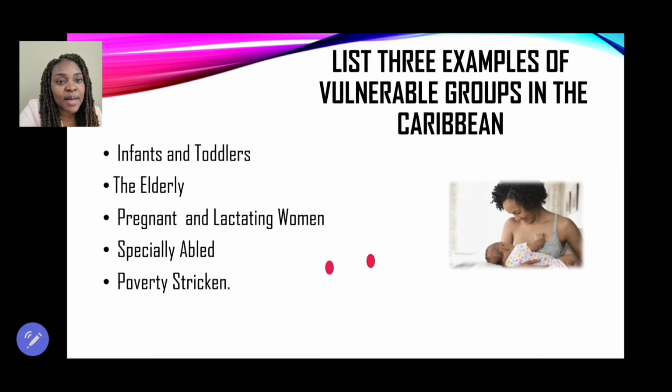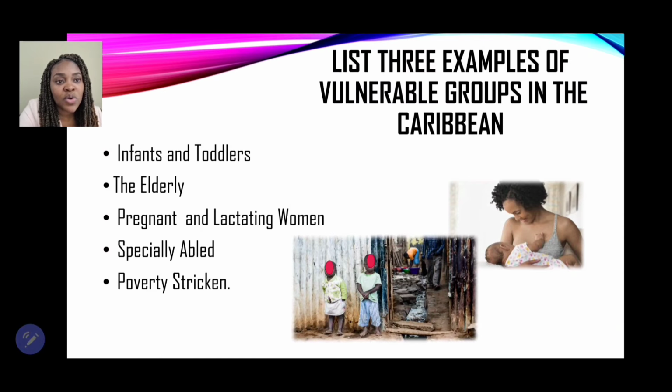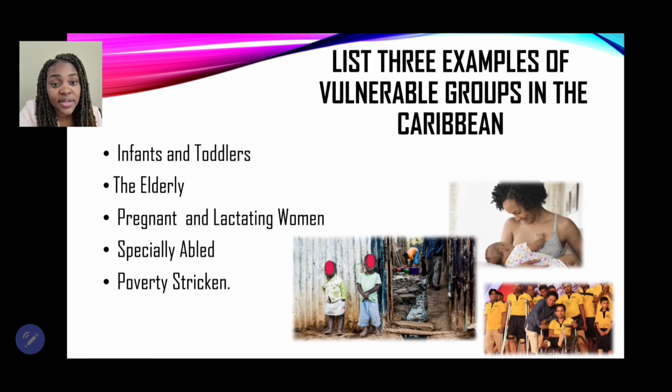List 3 examples of vulnerable groups in the Caribbean. Infants and toddlers, the elderly, pregnant and lactating women, the specially abled, and also the poverty stricken. Now, these persons are vulnerable because their immune system may be compromised, especially for the elderly.